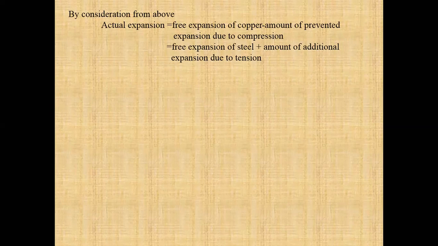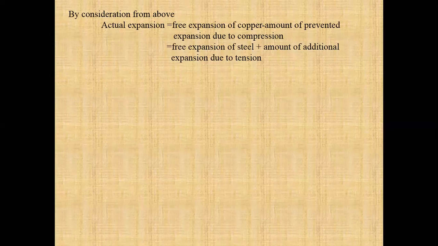So there are two considerations. One is, as there are no external loads, no physical or mechanical external loads on the bar, only heat energy is supplied. Therefore, obviously, compressive load in the copper must be equated to tensile load in the steel. So that is one thing. From that, we got a relation between sigma C and sigma S.